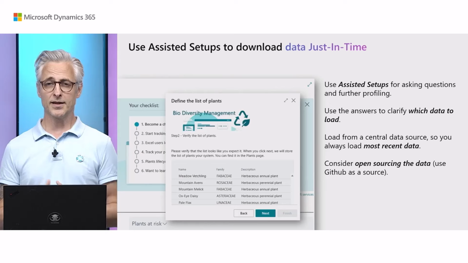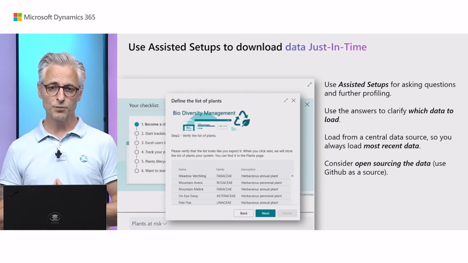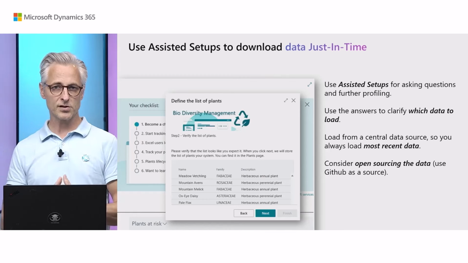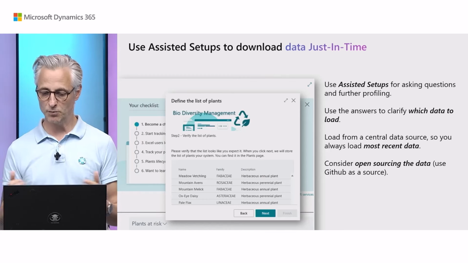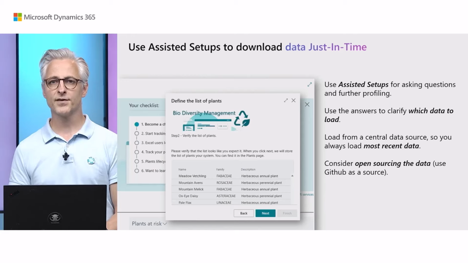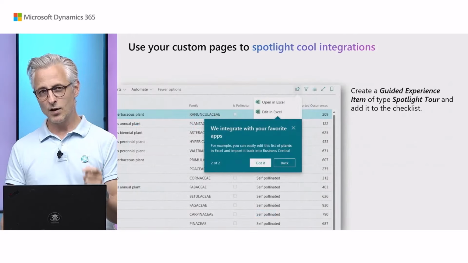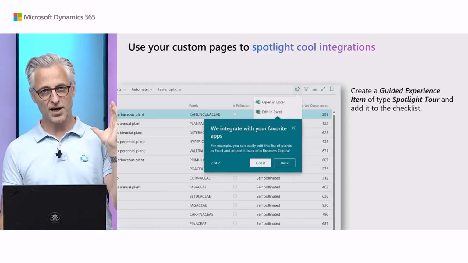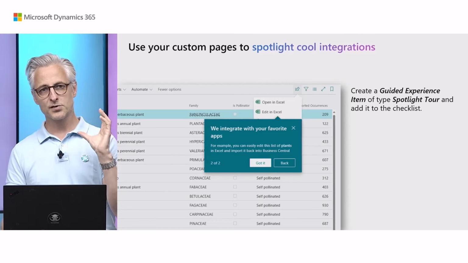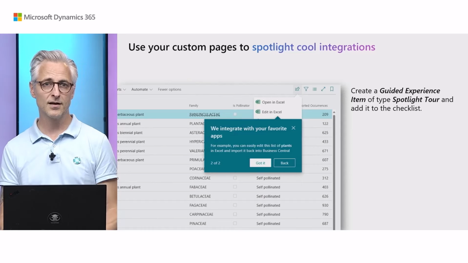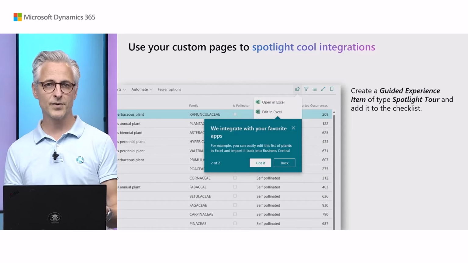Consider open sourcing that data. If you have data that you build but many others also build, would it make sense to pool your resources and open source it? Could be. GitHub is a great source for those kinds of things. Again, call out the spotlight tours. Shine a big bright spotlight on those core integrations, Excel and Teams, for your custom entities. It's a great way to generate some excitement.